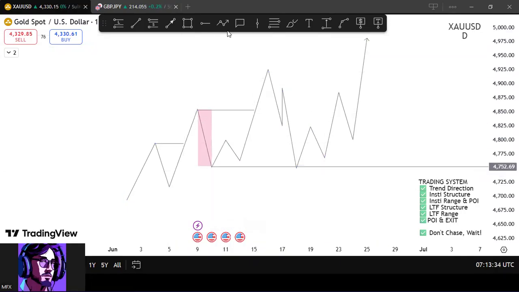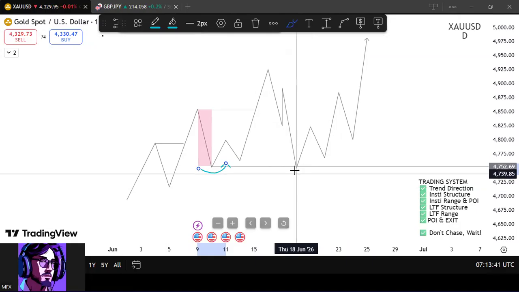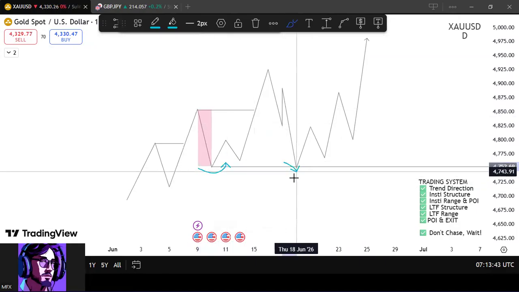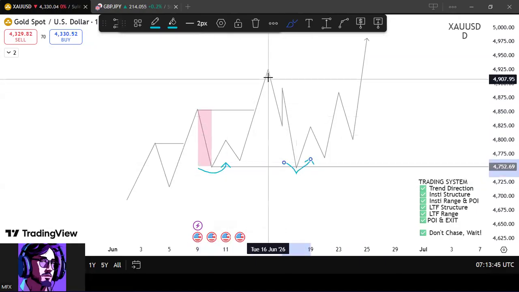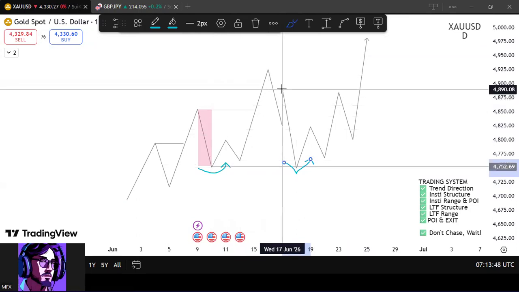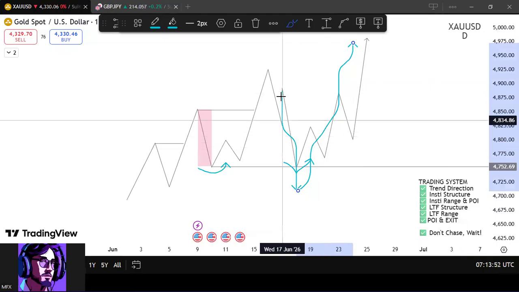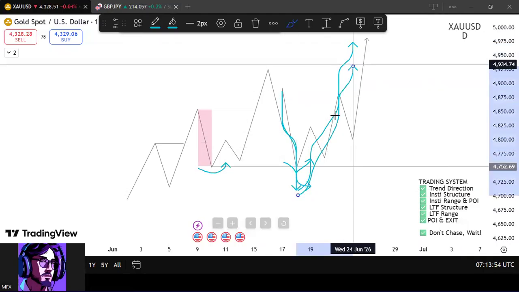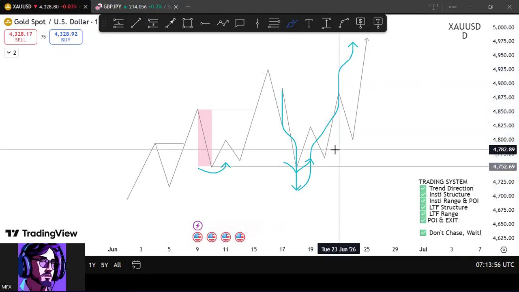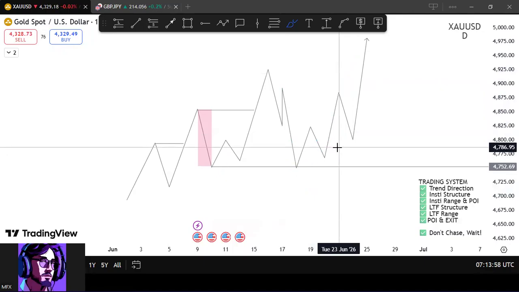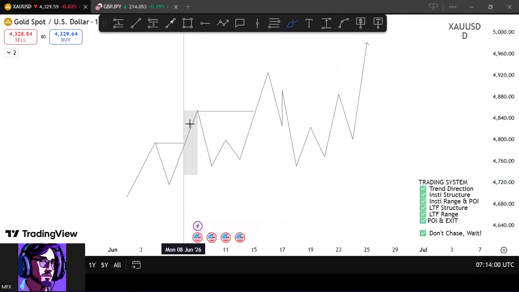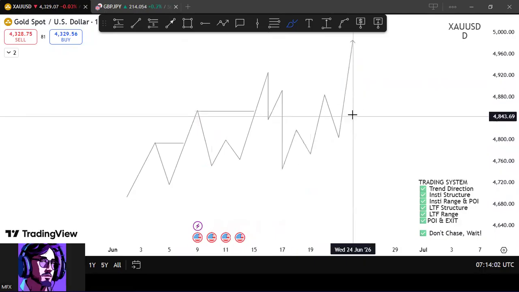Now, based on my understanding, based on my book, absorption happens to the protected low of a trend. Price comes, absorbs it, and continues. So that's the meaning of absorption in my mind, based on my understanding, based on my research.